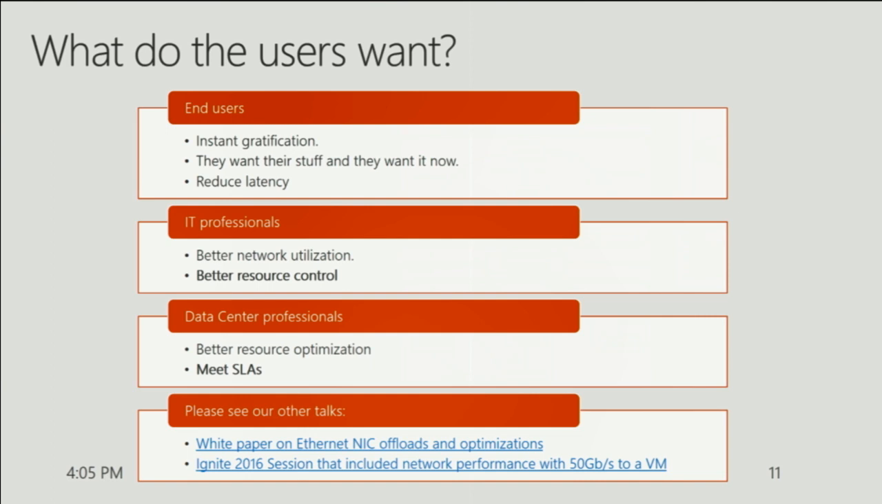Okay, so we've looked at all the users and we set them into 3 buckets so that we could understand what we need here. And those 3 buckets are end users, IT professionals, and data center professionals. End users want instant gratification. I want my stuff and I want it now. So in order to do this, we need to reduce latency. IT professionals want better resource control, so they can have better network utilization. And data center professionals want better resource optimization because they have SLAs to meet.